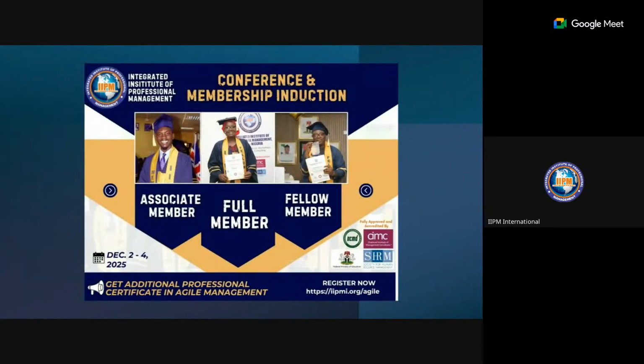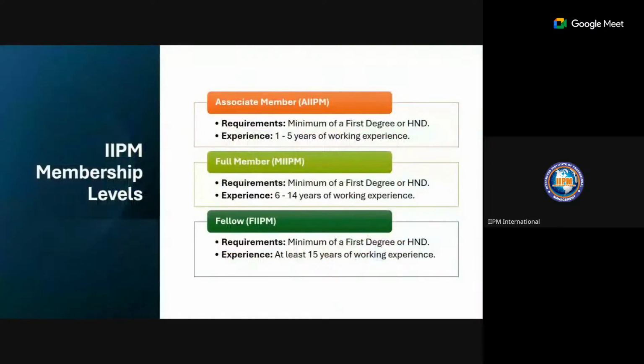We have 3 levels of membership. You have the associate member, full member, and fellow. For the associate member, you need to have a minimum of a first degree or HND with 1 to 5 years of working experience to qualify. For full member, you have 6 to 40 years of experience with a minimum of first degree or HND. And then for a fellow, you must have a minimum of first degree or HND with at least 15 years of working experience. Please note, there are other additional criteria.